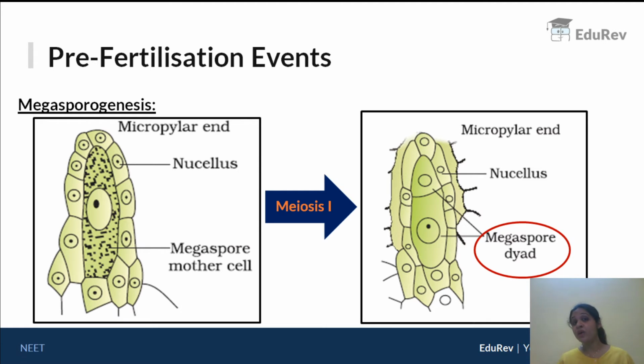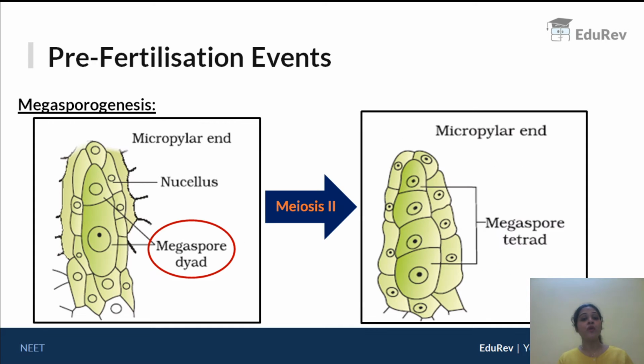That's the megaspore dyad. Now, the meiosis event has not yet been completed, so you undergo meiosis 2. And in meiosis 2, you can very clearly observe that the megaspore dyad is now going to be converted into the megaspore tetrad, which means you get 4 haploid cells.